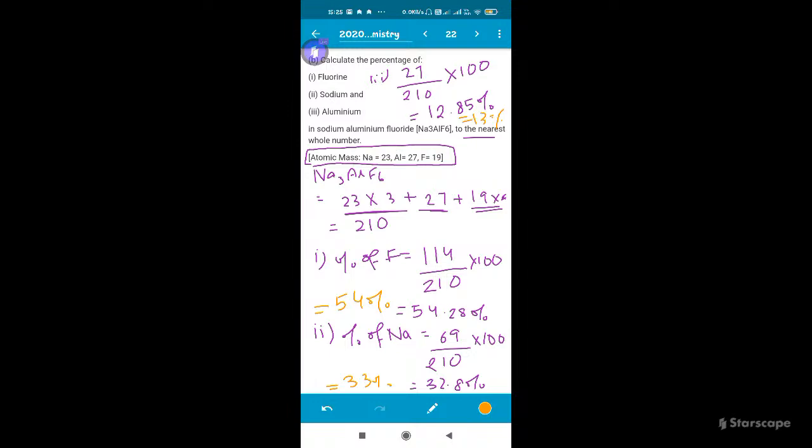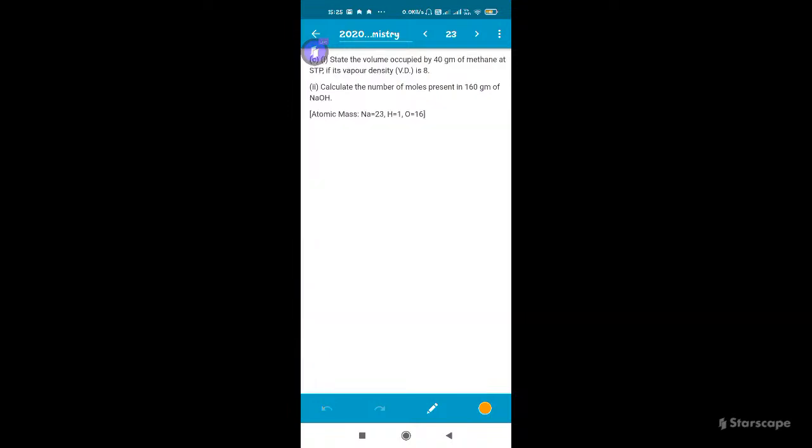Very simple question and very easy calculation also. So I hope it is clear to you all. Let's move on to another question. Okay, so we have another numerical here from the chapter mole concept.